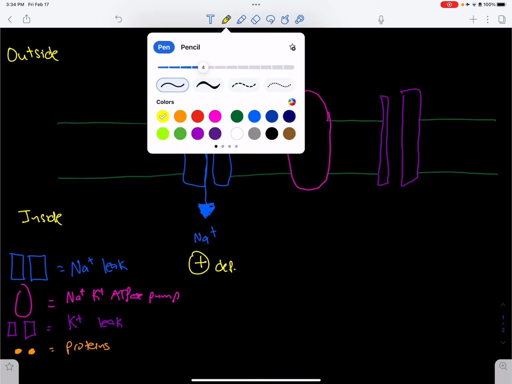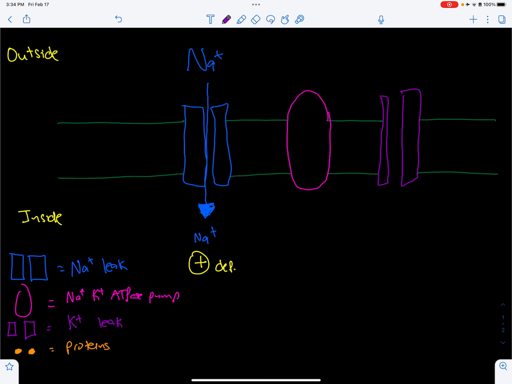Next, I'm going to skip over to the potassium leak channels. Potassium is much more concentrated on the inside of the cell compared to the outside, so that's why I've got big K plus on the inside, and it wants to go down its gradient. And so we've got a positive ion leaving the inside of the cell going to the outside. This is actually hyperpolarizing, or making membrane potential more negative. So I'm just going to put hyper here.